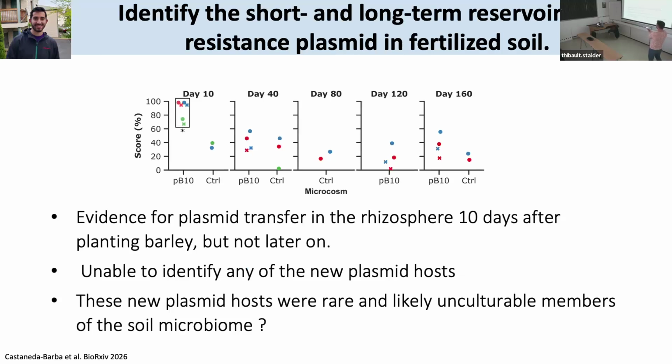And the problem is, we find this evidence that we have a transfer after 10 days in the planting of the barley and not later on. But when we looked at the reads that are associated with this plasmid, those new reads, we could not identify those. When we say could not identify, it's like this DNA doesn't map to anything in databases. So when we map it on databases, it just comes out as mapping nothing.